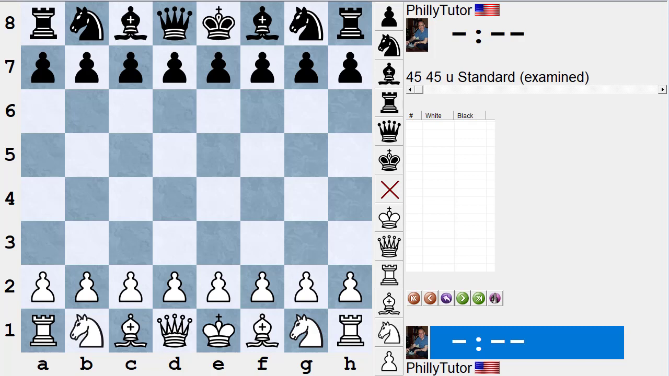I call those numbers the Reinfeld numbers in honor of the American writer Fred Reinfeld, who wrote a lot of basic chess books back in the 40s and 50s. In fact, when you would go to a bookstore, back when I was young, almost all the chess books were by Fred Reinfeld. So you see those numbers: 1 for a pawn, 3 for a knight, 3 for a bishop, 5 for a rook, 9 for a queen.